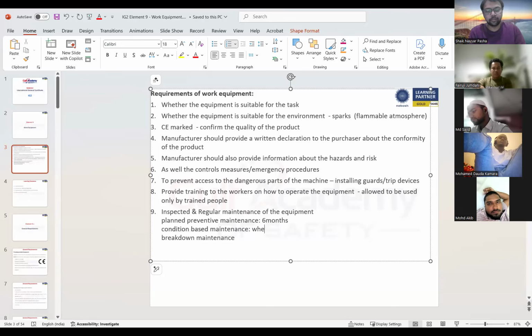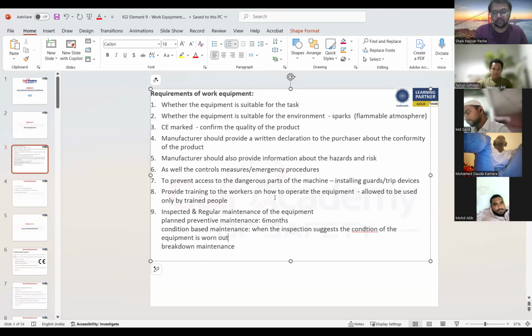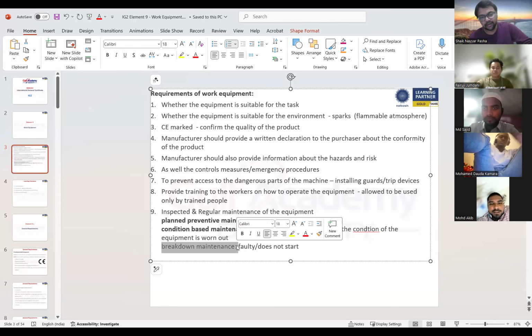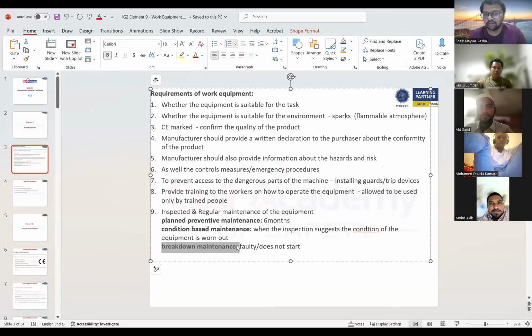Condition-based maintenance means when the inspection suggests the condition of the equipment is worn out, is not good, then you go for the maintenance. That is called condition-based maintenance. Last, breakdown maintenance. So the equipment is faulty or the equipment does not start, then you go for the maintenance. That is called breakdown maintenance. Am I clear? Planned preventive maintenance, condition-based maintenance, and breakdown maintenance.